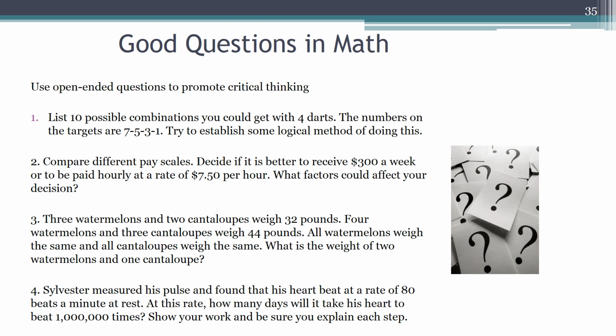You might ask, here's a great one. I know my middle school students would respond to this immediately. So decide if it's better to receive $300 a week or to be paid hourly at the rate of $7.50 per hour. And then what could impact or affect your decision?